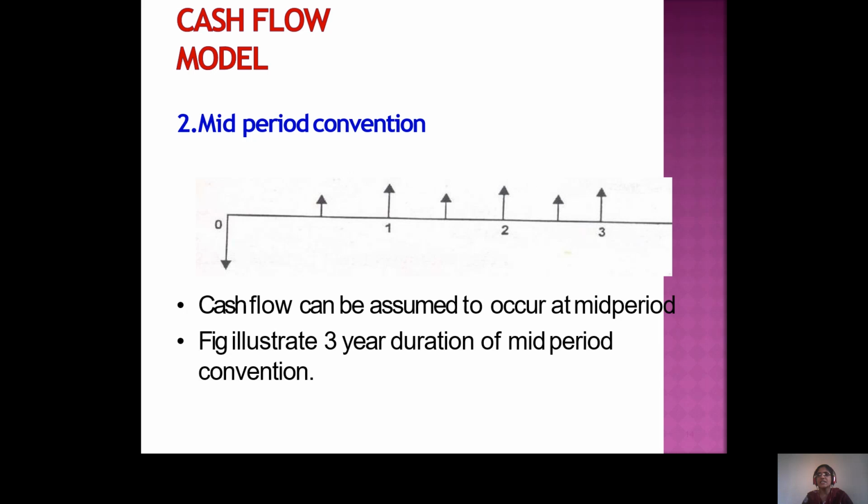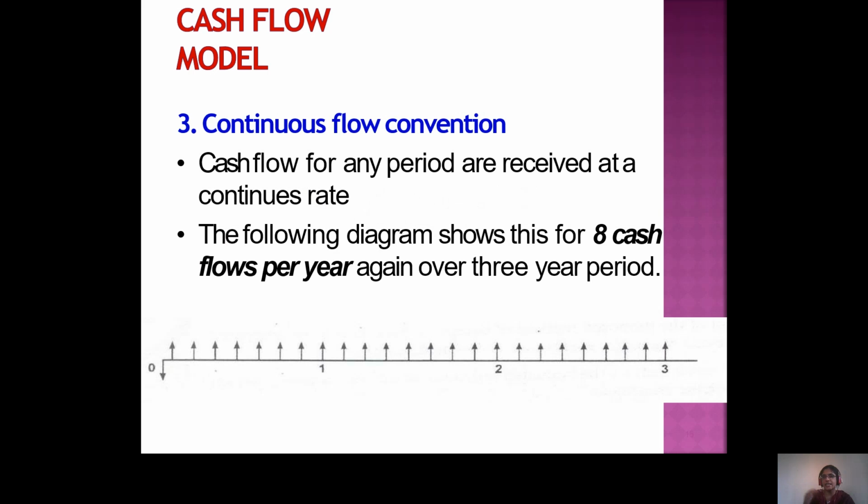And the next one is continuous flow. It will be taken as the continuous flow convention. So cash flow for any period is received at a continuous rate. Whatever the period is, if it is received at a continuous rate, then it is called the continuous flow convention.